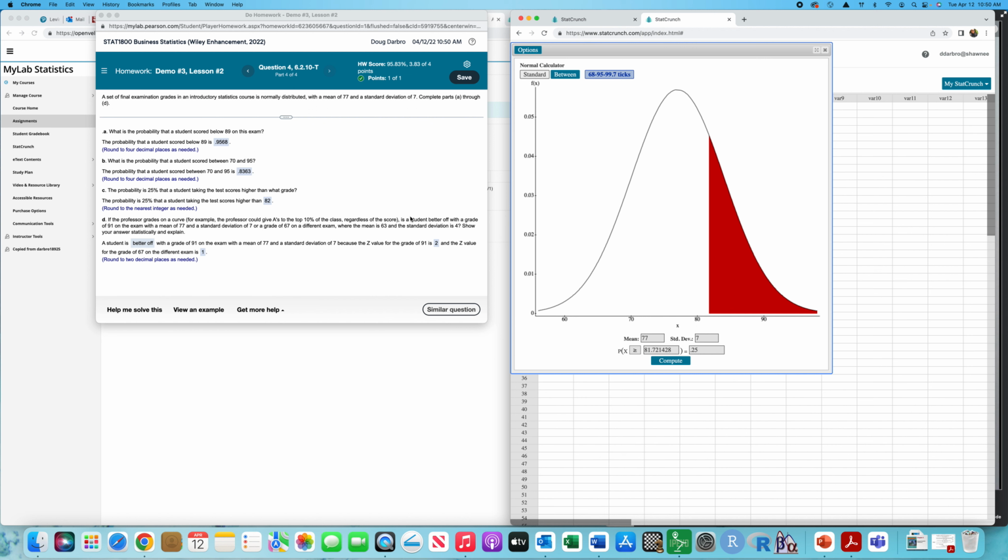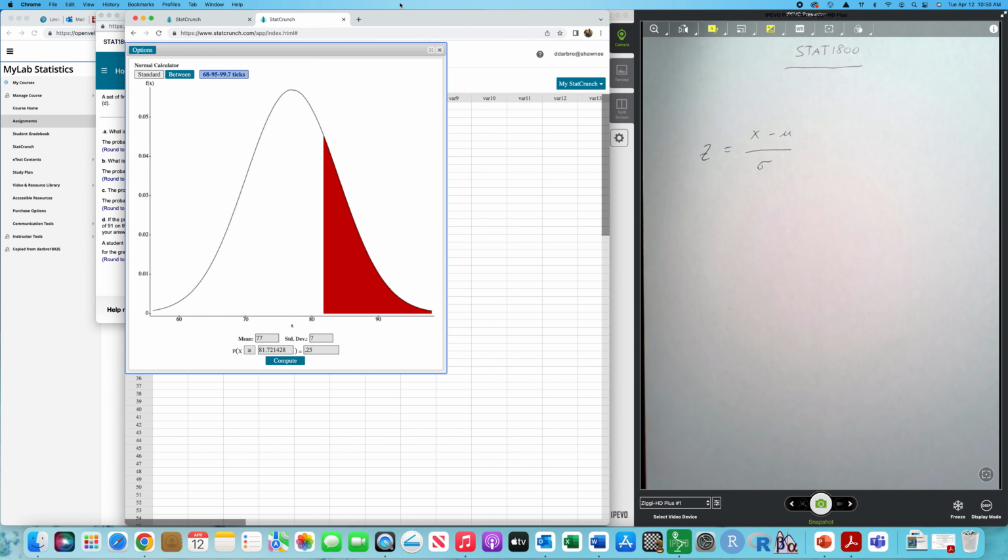Now, the next question gets into z-scores, which have been taught in a previous video. The way we calculate a z-score is to take the score minus the mean and divide it by the standard deviation, which absolutely does no good to you because you can't see what I'm writing.